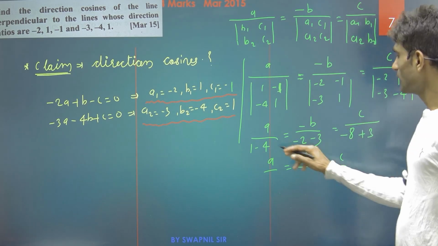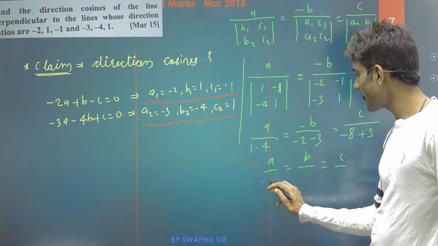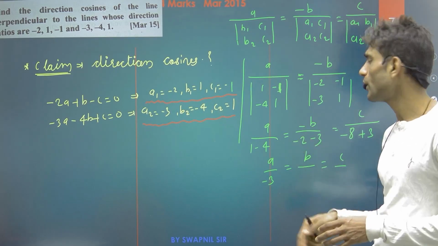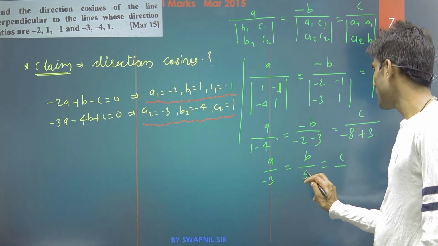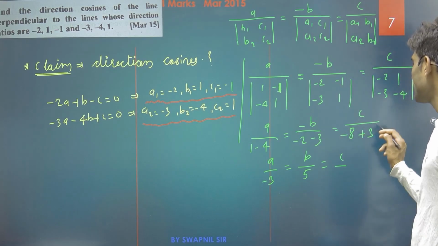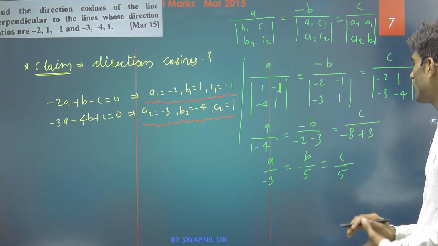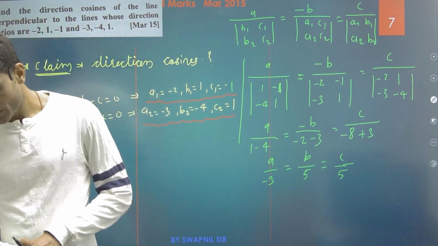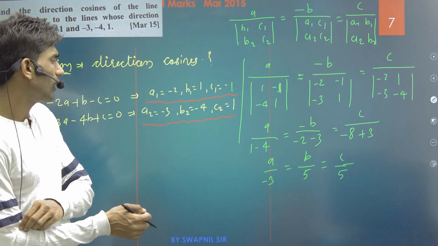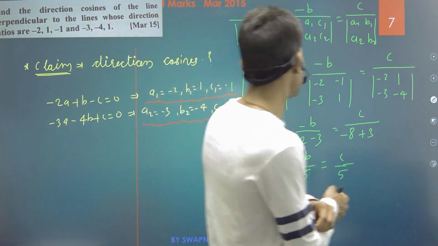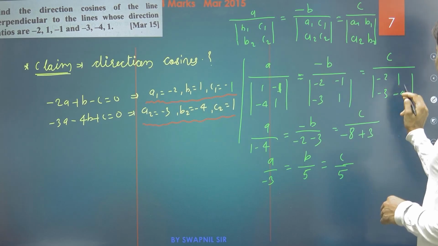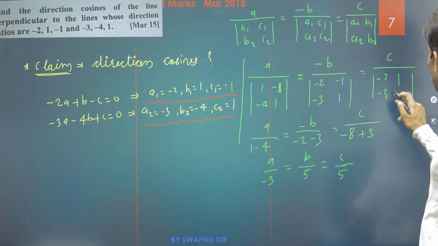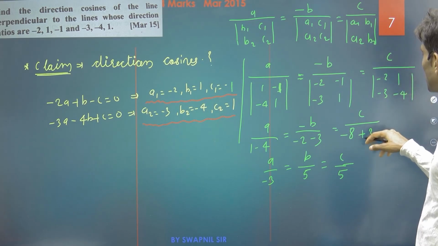Okay, so a upon 1 minus 4 gives us minus 3, minus b upon minus 2 minus 3, which goes to minus of 5. Minus minus can cancel here, so b upon 5, and c upon minus 8 plus 3, which gives us c upon 5 here. Okay, minus 3, 5 and next 5. Minus 4 into minus 2 into minus 4, which is a minus 8, and a minus 3 into minus here, it goes to the positive.